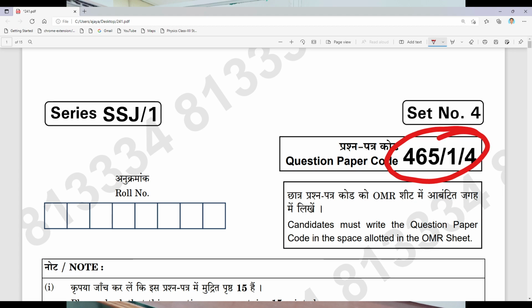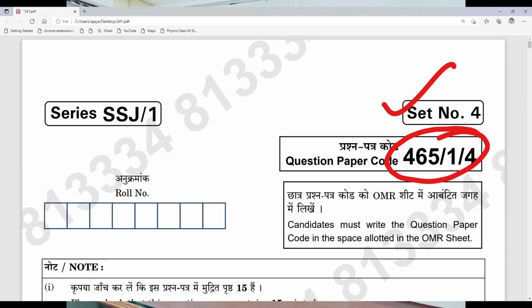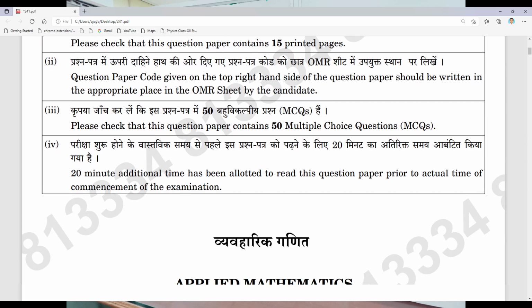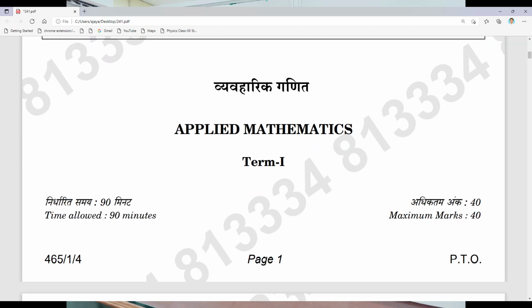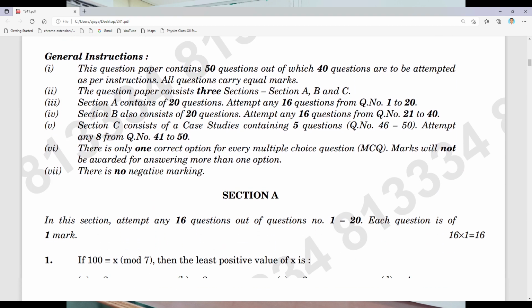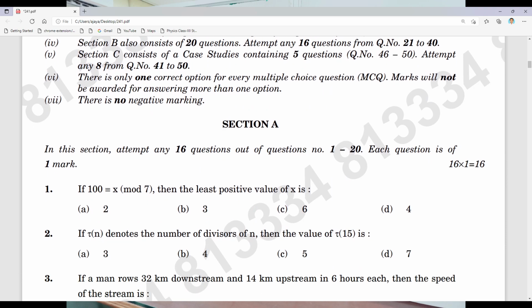And you can see this question paper code number, and this is set 4 applied mathematics of class 12. I want to show you the question paper. You can see, yes, this is applied mathematics and class 12. So let us see the solution one by one, and how is the solution we'll find out. This is the instructions, and now this is section 1. Let us start one by one.